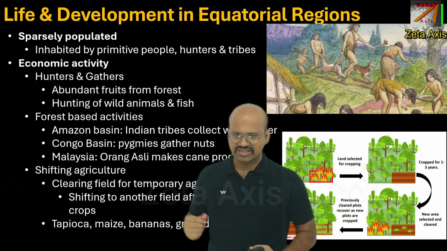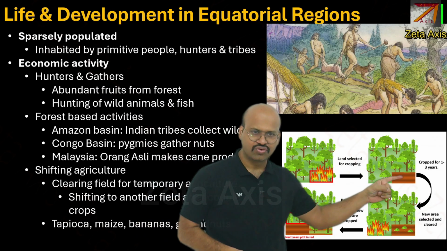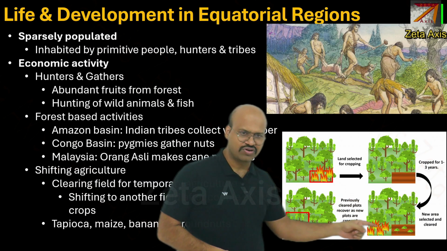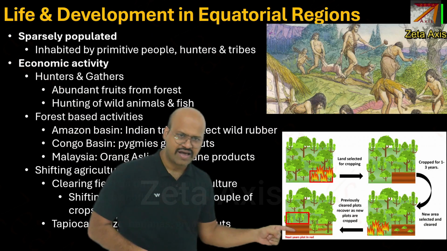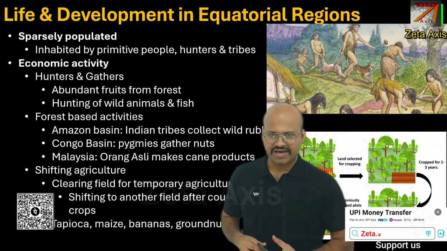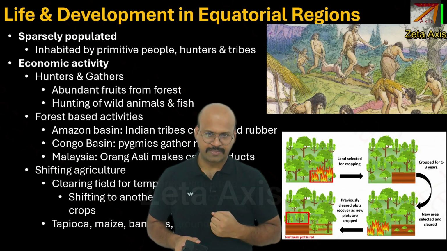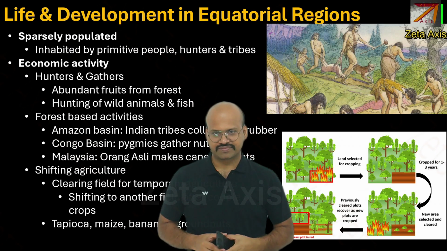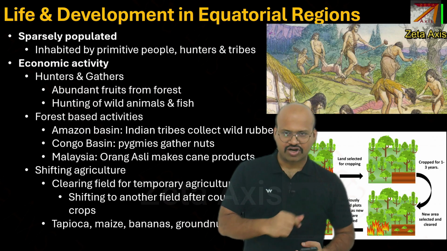Then shifting agriculture is practiced. What happens here? You clear a region of the forest. Then you do farming in this forest for 2 to 3 years. Then you clear another area and you leave this area. Then vegetation will form in the older area, and when you are done with the new area, you will move on to another area. So this is what shifting agriculture is. It is performed because the equatorial region has very less fertile soil. Therefore, once the fertility of the soil ends, they will move to another location. We will see why fertility is less later in this video.